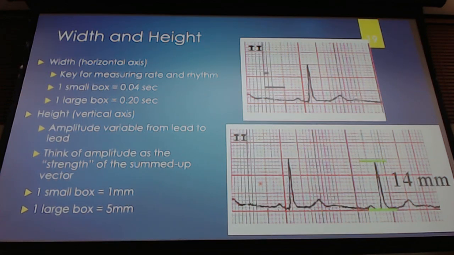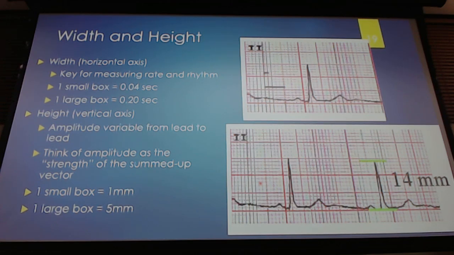The large box is 0.20 seconds, which means that the large box is made up of 5 small boxes, because 5 times 4 is 20. Okay? So 5 small boxes for 1 large box. Now, on that vertical axis, that's that amplitude, how much energy is going towards that electrode. 1 small box is 1 millimeter, and 1 large box is 5 millimeters.